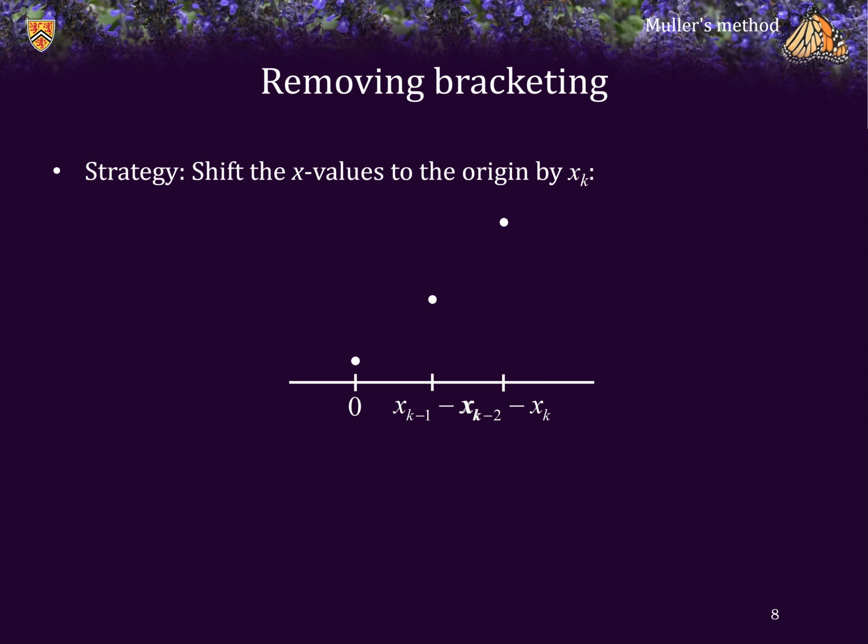Instead, we're going to use a strategy. We're going to shift all of the x values to the origin by x sub k. So we're going to subtract x sub k from each of the 3 x values, and we will still maintain the 3 values of the function, but now it's rather clear we want the smaller of the 2 roots in absolute value.